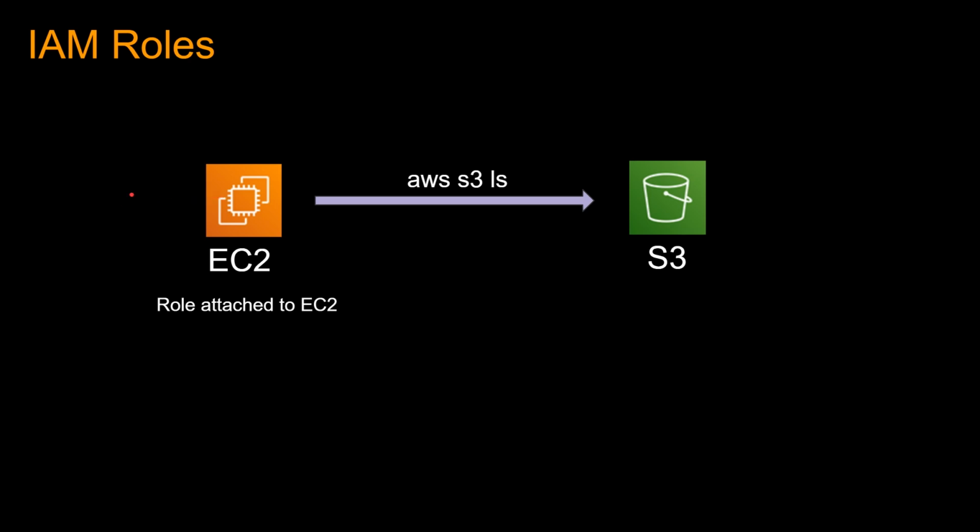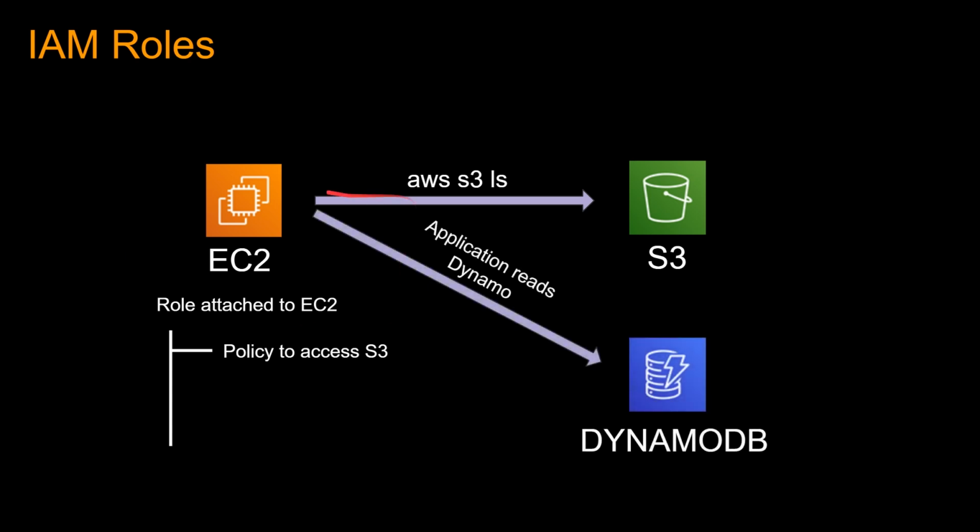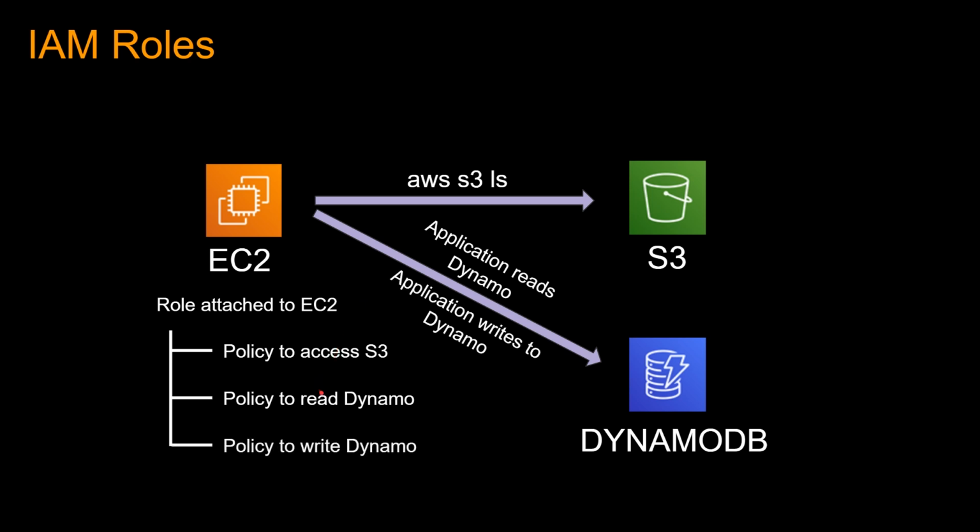So if we want to go over this diagram, if this EC2 has to access this S3, let's say you want to run this command aws s3 ls, the role attached to EC2 has to have a policy to access S3. Now let's extend this. Let's say your application that's running in EC2 needs to read Dynamo. So what does this role need to have? You guessed it right. This role needs to have a policy attached to it which can read Dynamo. And if the application wants to write to Dynamo, you need a policy that will allow writing to Dynamo, and then you have to attach that policy to this role and this role to EC2.